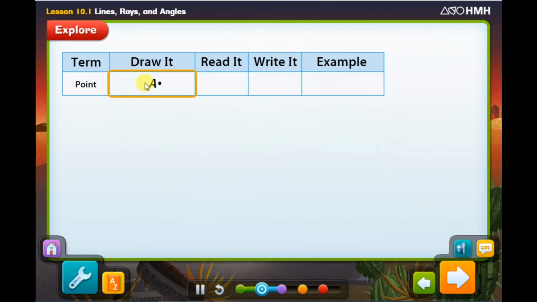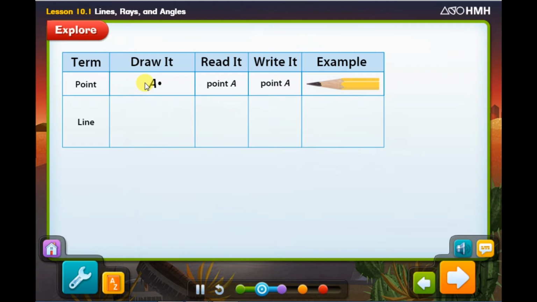Here's how you draw a point. You read this as point A. You also write this as point A. For example, the tip of the lead in a pencil models a point. A line is a straight path of points that continues without end in both directions.